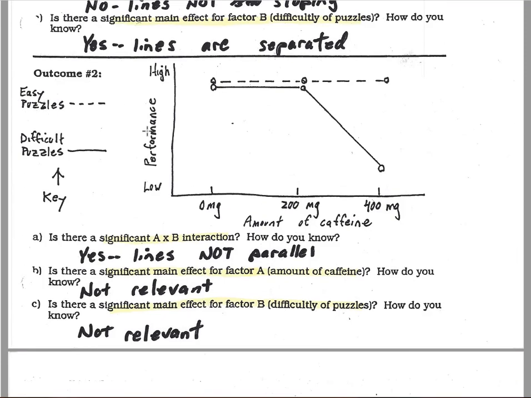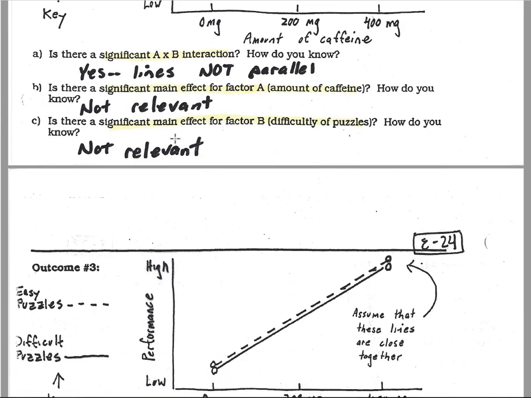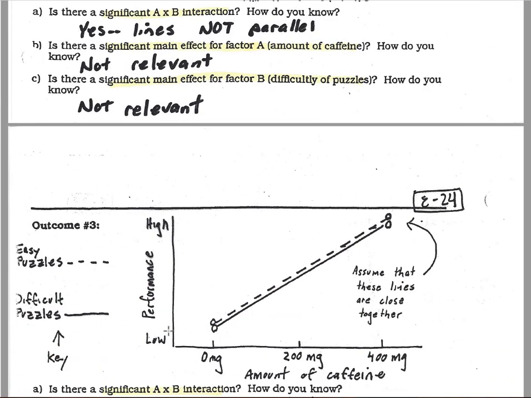Let's go to another outcome. I'm on page E24. Get results like this. Notice I've added a note here. Assume that these lines are close together. Anytime there's any question, I'll give you a note to clarify things. Let's assume the lines are close together. Pause the video, answer questions A, B, and C. Interpret these results. Once you've filled in your blanks, then you can resume the video, see what the correct answers are, and test your understanding of interpreting results from Factorial Anova. Pause the video.